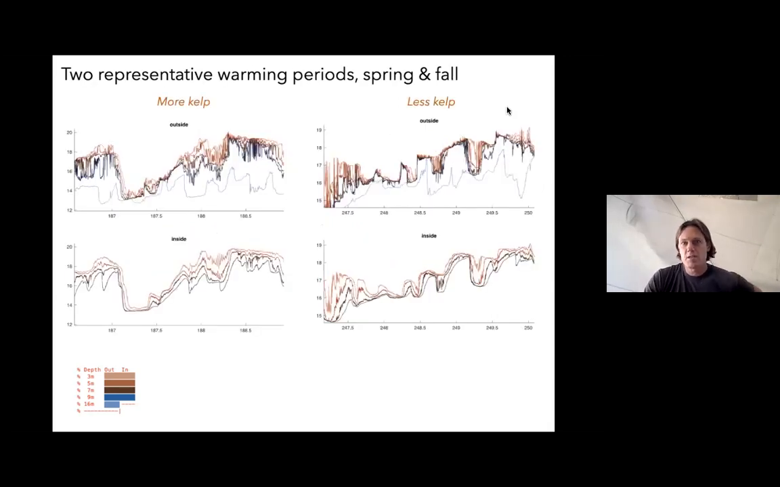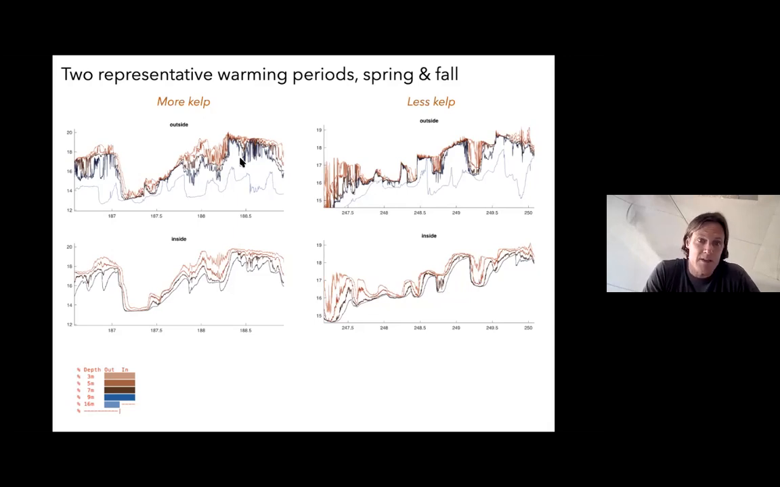We zoom in to two representative warming events. Similar to that warming event that I showed you in Cambria, basically the appearance of a rapid increase in temperature over a short time period. Just contrasting two different events, one in spring with more kelp on the left, the other in the fall with less kelp. Again, the observations from outside the kelp forest are in the top row, inside the kelp forest are in the bottom row. And we can see qualitatively that inside the kelp forest, the signal is muted compared to outside the kelp forest.